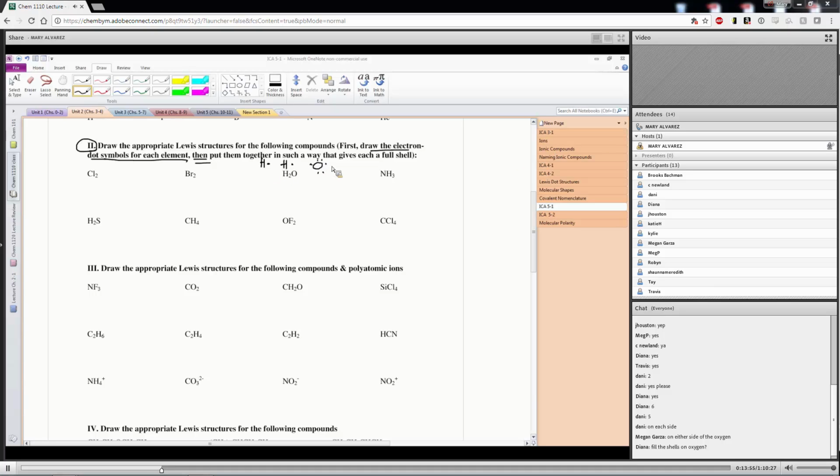Megan is exactly right, either side of the oxygen. So this side only has 1 electron and I've got a hole. This side only has 1 electron and I have a hole. I've got 2 on the top and 2 on the bottom. So if I use that hydrogen to plug that hole and that hydrogen to plug that hole, then it's going to look something like this.